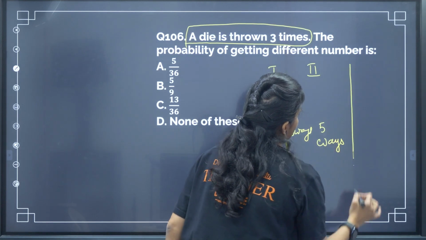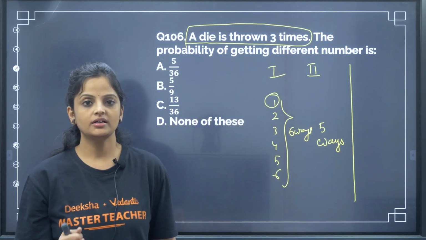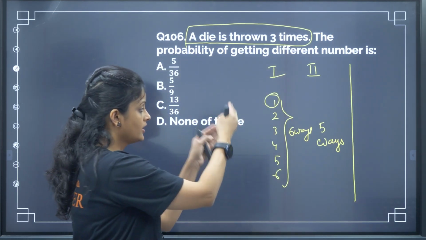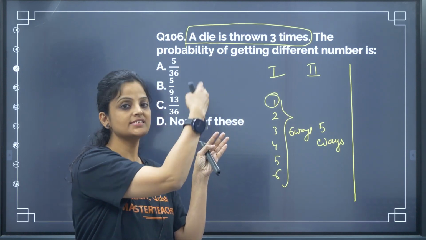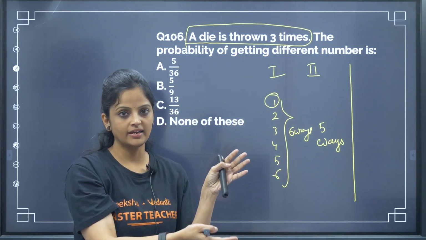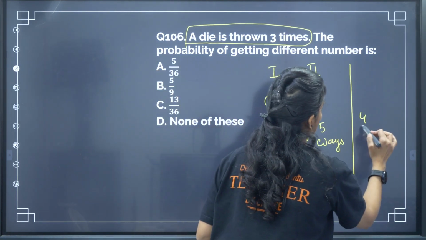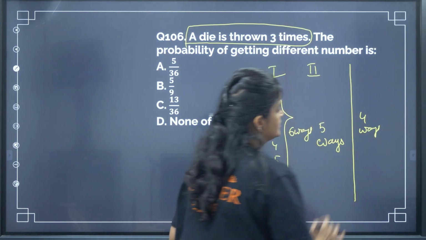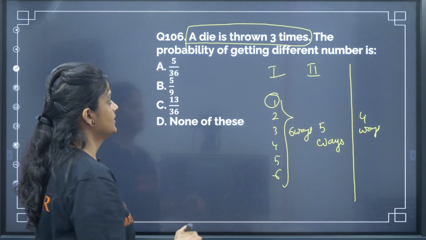The third time I am taking a die and rolling it. Whatever I have got in the first chance and the second chance shouldn't come again. So I am left with only 4 ways. This is important for you to understand.